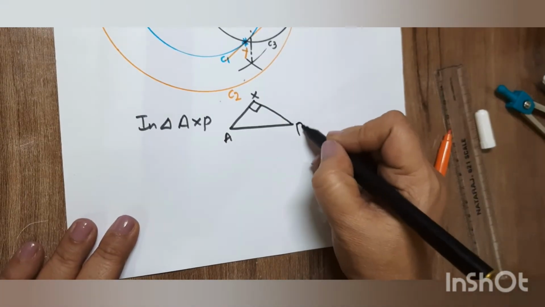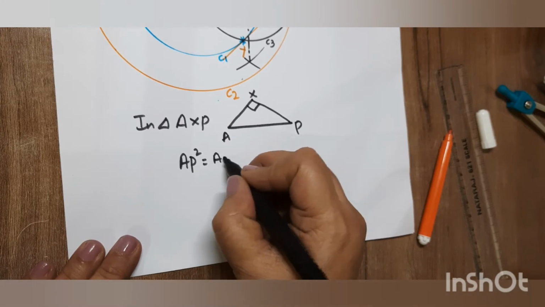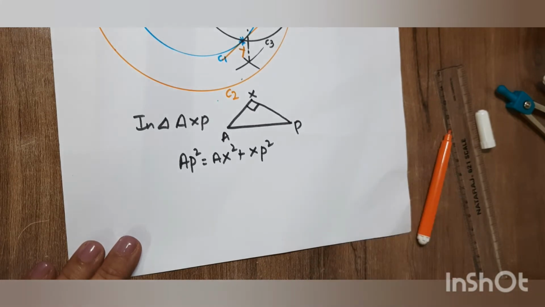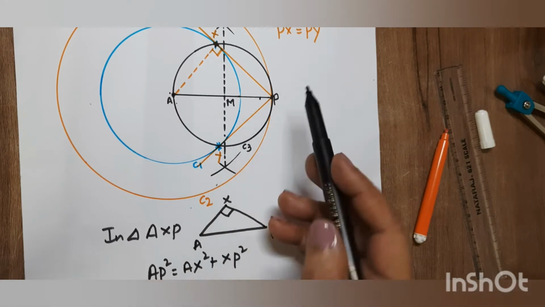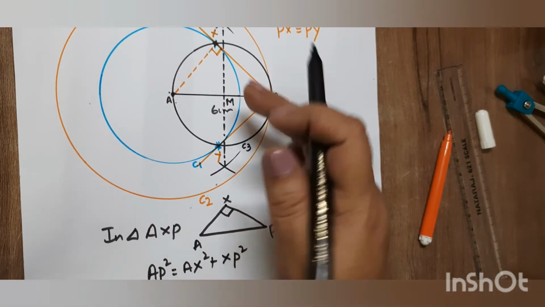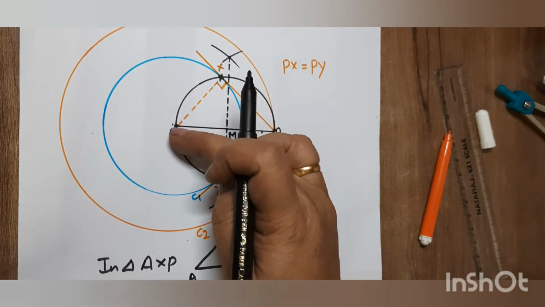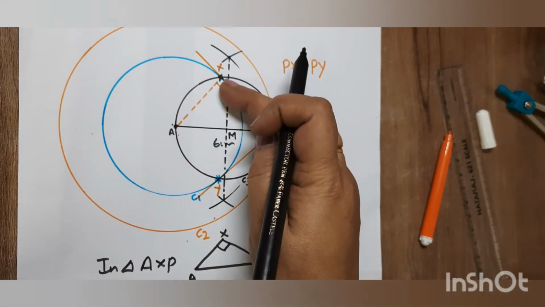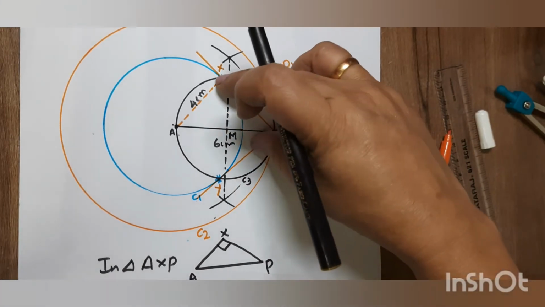This is 90 degrees, and AP is the hypotenuse, so AP square equals AX square plus XP square. Now what are the dimensions here? AP you can check here: from here to here it is 6 centimeter, the radius of the big circle. And AX will be the radius of the small circle, from the center to the blue circle, that is C1. So this is 4 centimeter. We have to find PX.